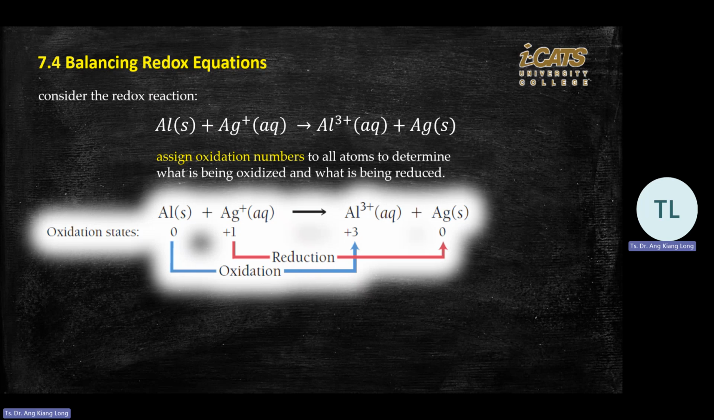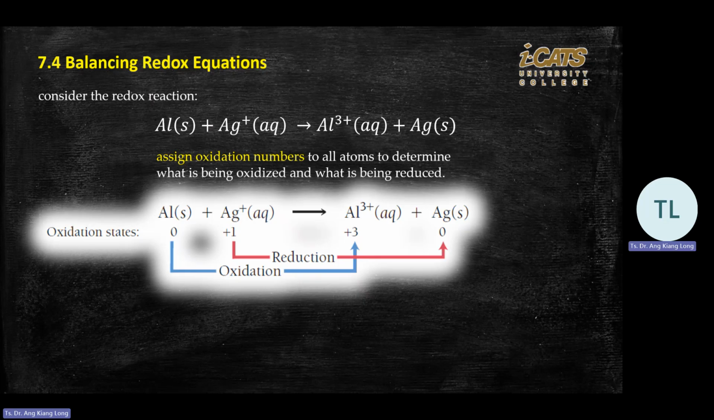So by now you should be able to write the oxidation state numbers and also draw the blue color arrow and red color arrow. This is quite standard for a chapter 7 question. This is the kind of answer we are looking at.